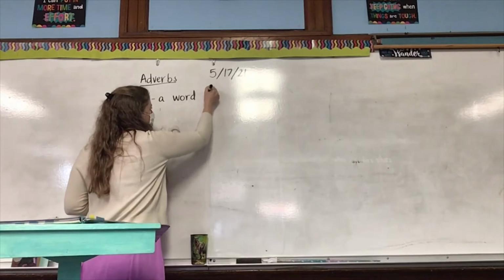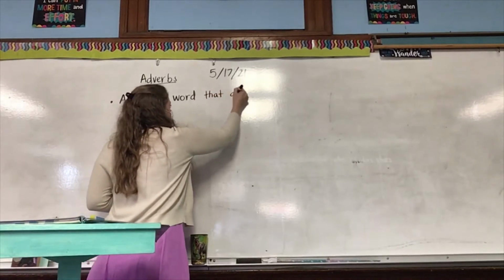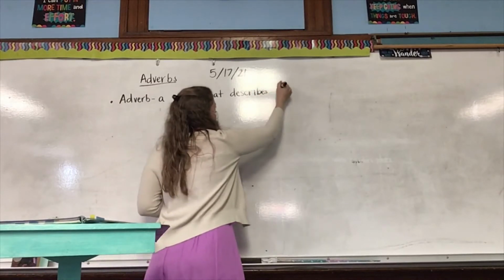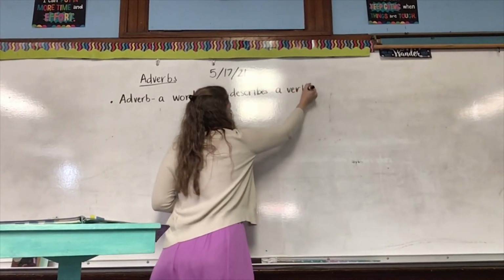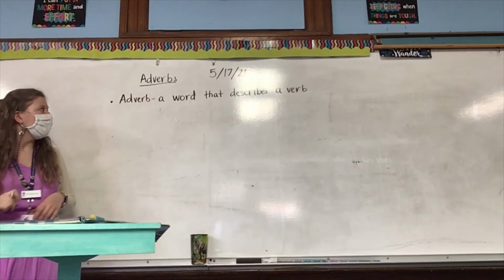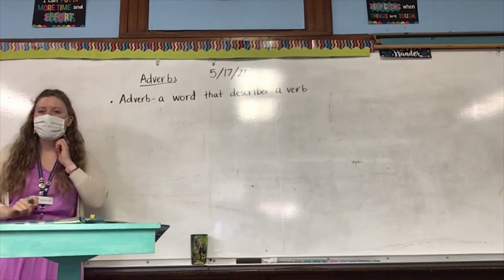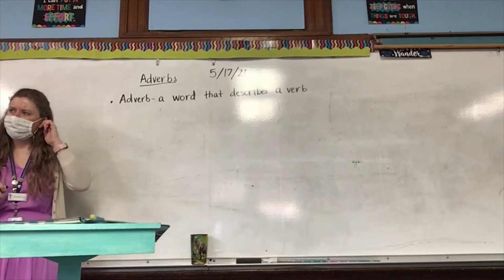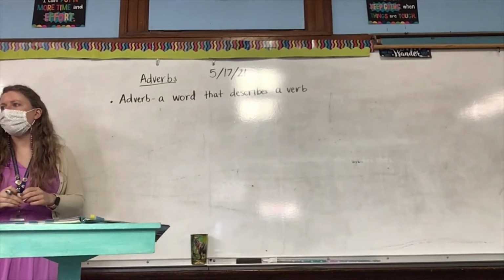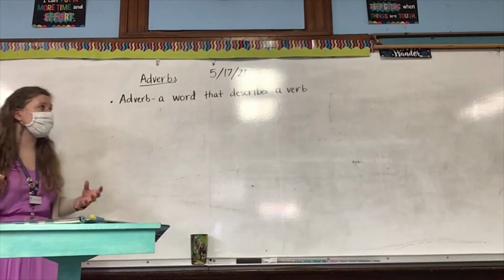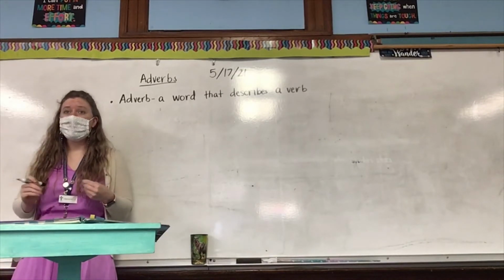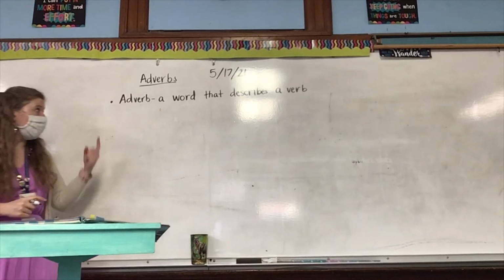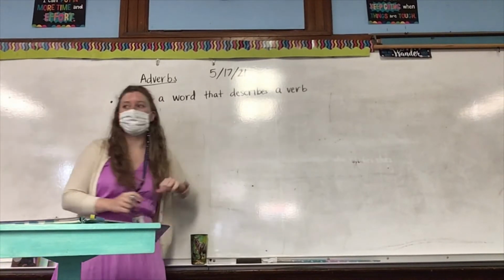adverb is a word that describes a verb. How is that different from an adjective? How is that different from an adjective, Mason? Because adjectives describe nouns or pronouns. Adjectives describe people, places, things, or ideas. Adverbs describe actions.